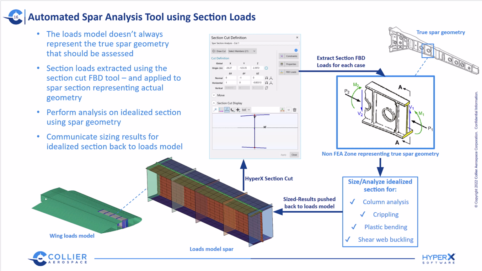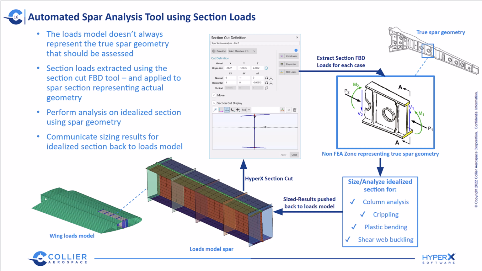The idea is from each of those cuts, so we're showing section cut one here in the image, we're extracting the free body diagram loads for each case, and we're using those loads, a design property that is representative of the section, and the various analysis methods that we need corresponding to an analysis property to size what we're calling a non-FEA zone, an idealized spar geometry, to those section level loads. And then once we get a sizing result, we can update the FEM properties accordingly to have the similar stiffness and properties that we want from that spar.